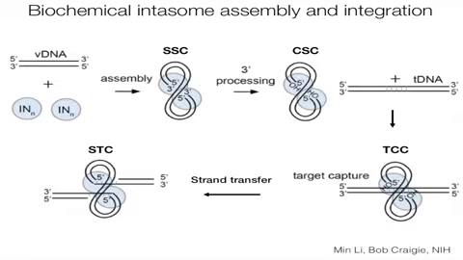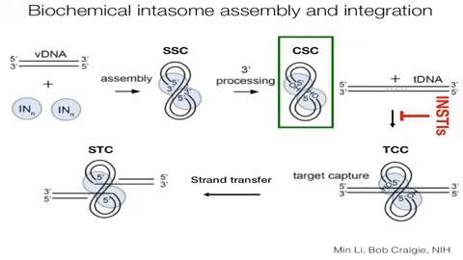Getting back to the assembly mechanism that I introduced a couple of slides ago, what we know about these inhibitors is that they work at this particular step, so they inhibit the formation of the target capture complex. This also means that they bind to the cleaved synaptic complex. So we can assemble the cleaved synaptic complex bound to these inhibitors, and we can then study these assemblies using structural biology.